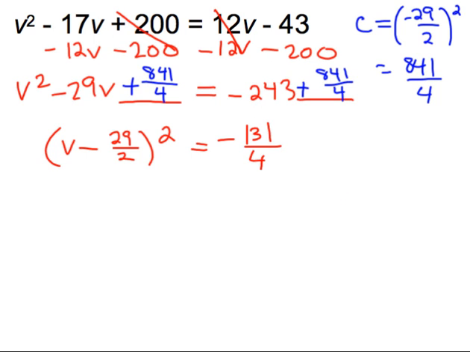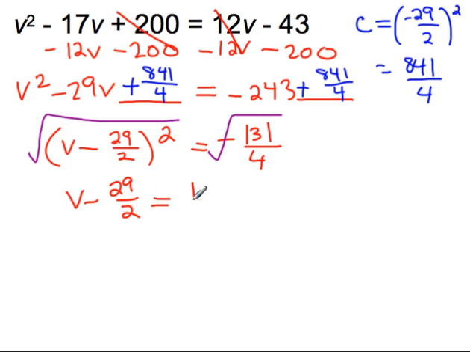So now that I have a binomial squared, I'm going to take the square root of both sides. Then on the left, we end up with v minus 29 halves equals plus or minus, and then this here tells us there should be an i, and then it's going to be the square root of 131 over the square root of 4, which is 2.